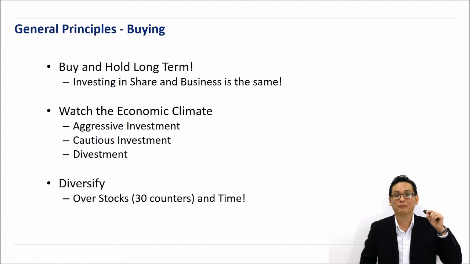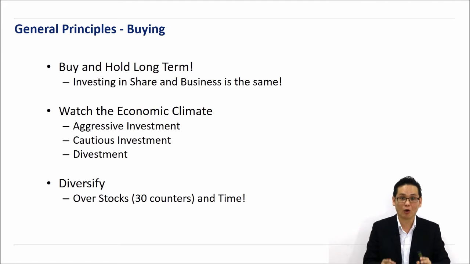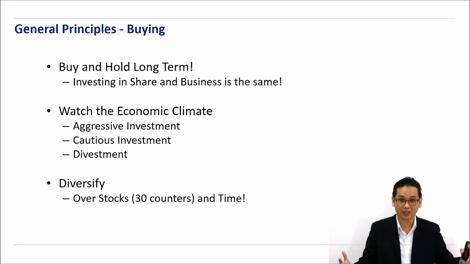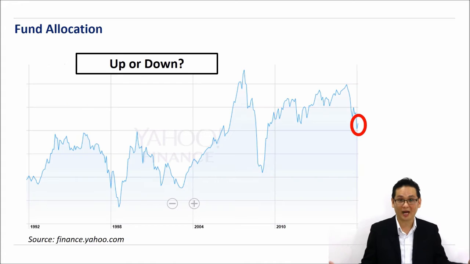Another very important principle for buying: diversify. What we mean by diversifying is over different counters, at least 30 stocks. And across different times. These 30 stocks can probably take you 1 to 2 years to accumulate. This is what I mean by diversification, over different counters and over different time.